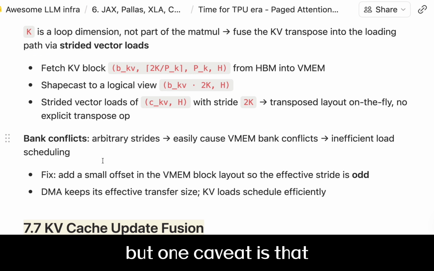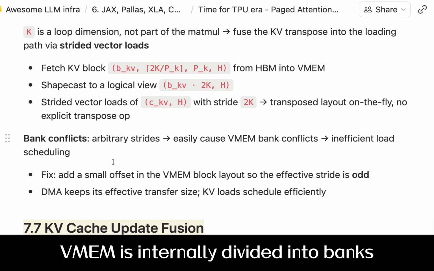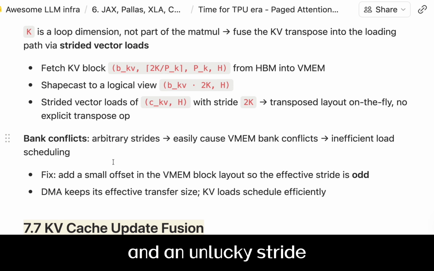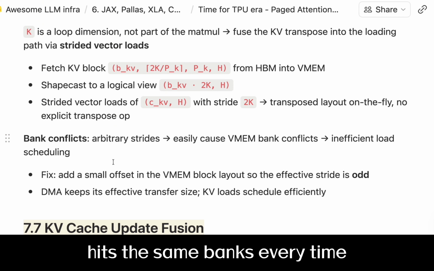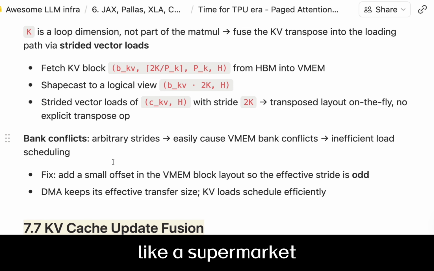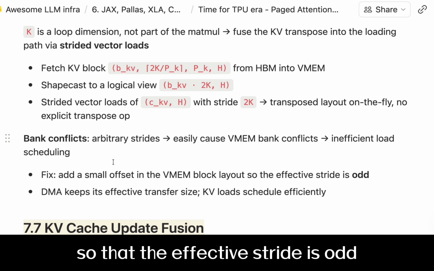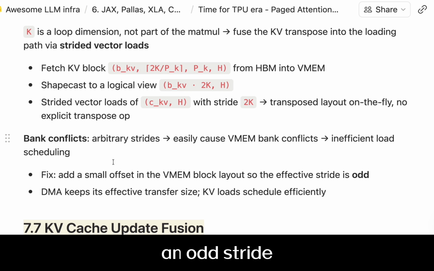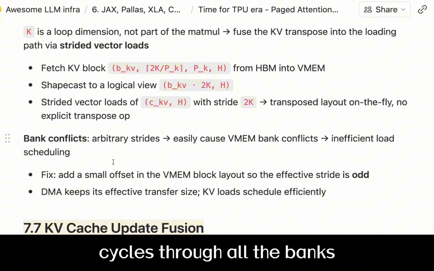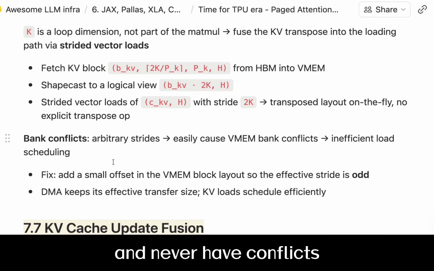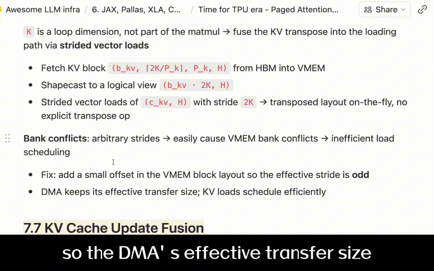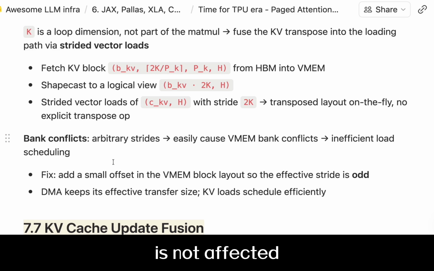But one caveat is that VMEM is internally divided into banks, and an unlucky stride hits the same banks every time. Like a supermarket with 30 checkout lanes where everyone lines up at the same one. The fix is simple. We add a small offset in the VMEM block layout so that the effective stride is odd. An odd stride cycles through all the banks and never has conflicts. So the DMA's effective transfer size is not affected.